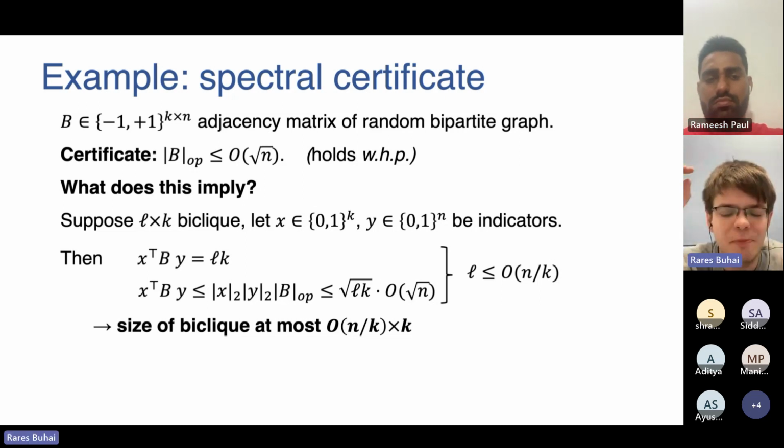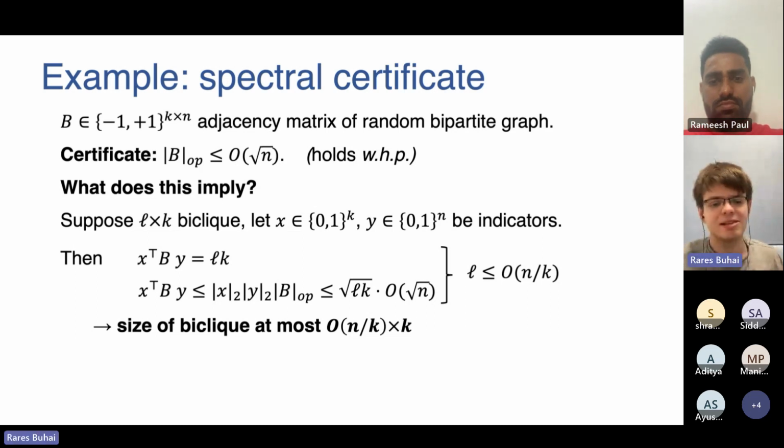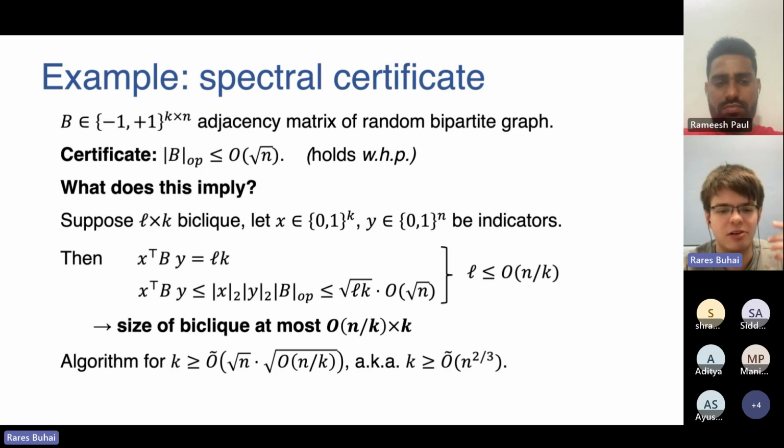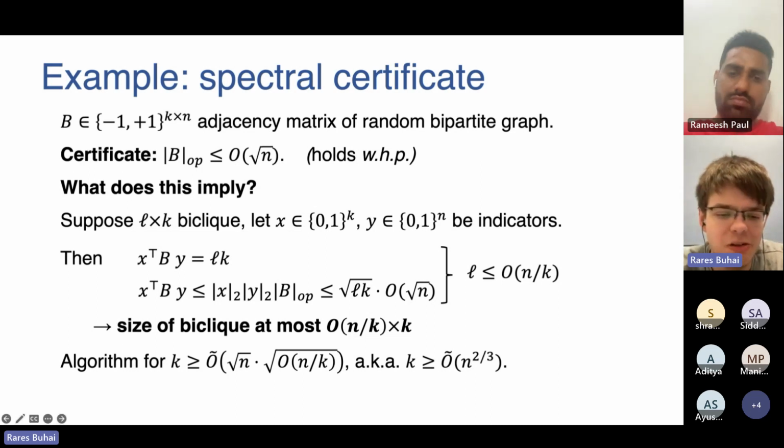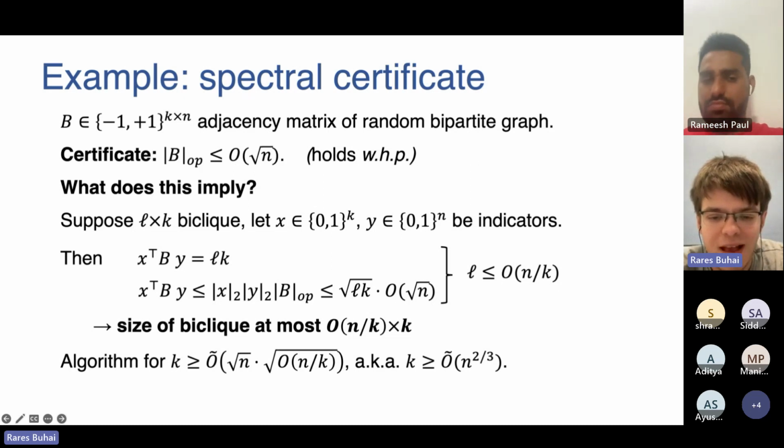So going back to the original problem, this means that any intersection of a k-clique with S star is at most n over k. So we really got something out of this. So let's see what exactly this would mean for an algorithm. If you remember, we get an algorithm from these certificates that works when k is at least root 10 times root L. And in our case, L is n over k. So I get an algorithm that works when k is at least root 10 times root n over k. And if you simplify both sides, this means that k is at least n to the 2/3.